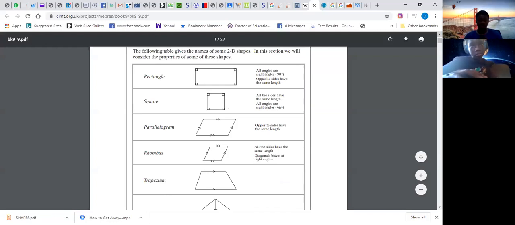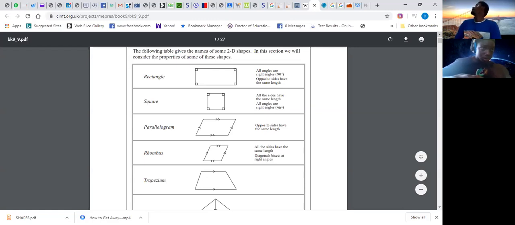Okay, so now we're looking at the plane shapes right now. Rectangle is the first one. So what can you tell me about the rectangle, the properties? I can tell you that all angles are 90 degrees. Okay. What else can you tell me? And opposite sides have the same length. Opposite sides have the same length. Okay.